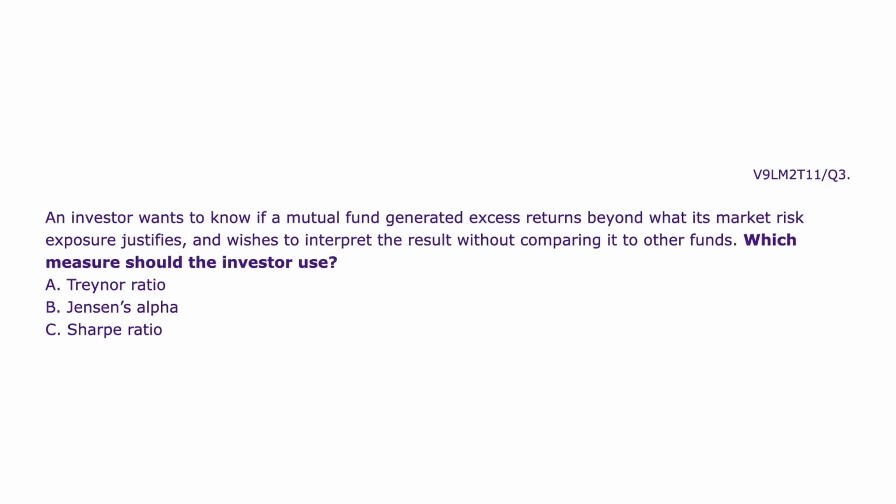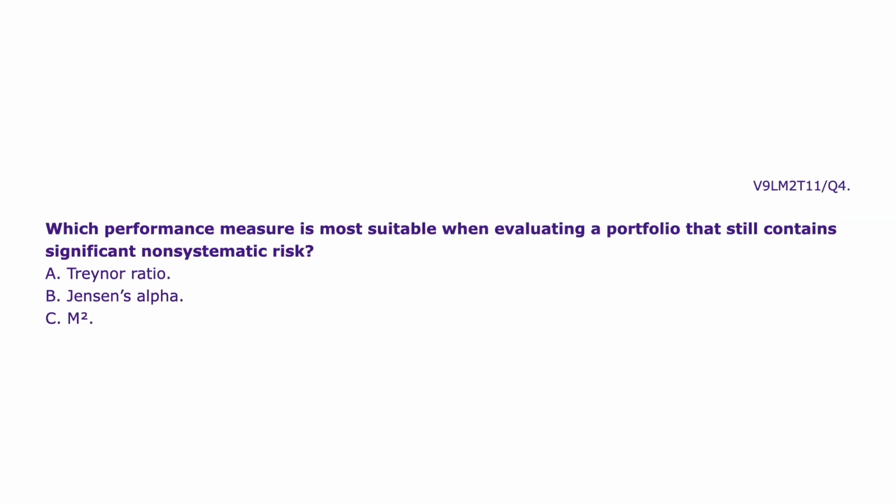An investor wants to know if a mutual fund generated excess returns beyond what its market risk exposure justifies, and wishes to interpret the result without comparing it to other funds. Which measure should the investor use? A. Treynor ratio. B. Jensen's alpha. C. Sharpe ratio. Which performance measure is most suitable when evaluating a portfolio that still contains significant non-systematic risk? A. Treynor ratio. B. Jensen's alpha. C. M squared.